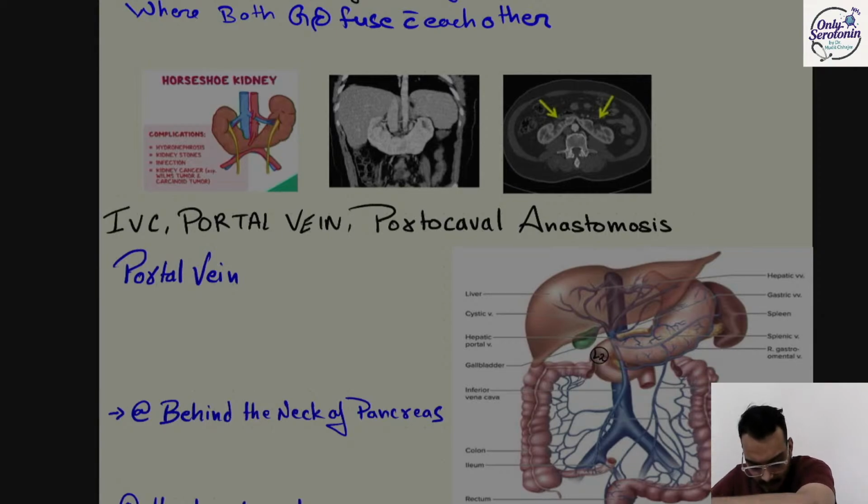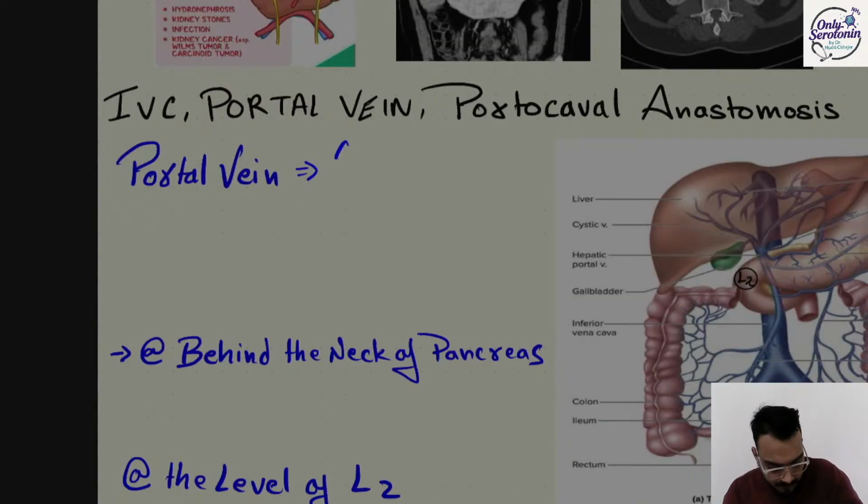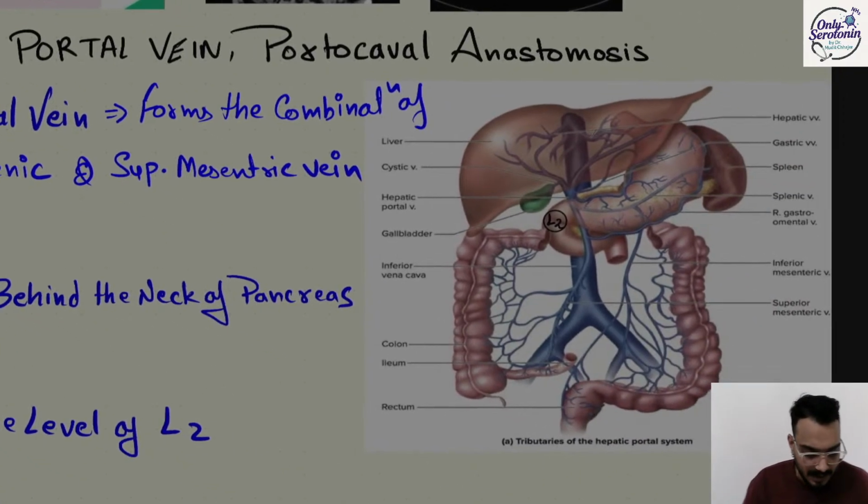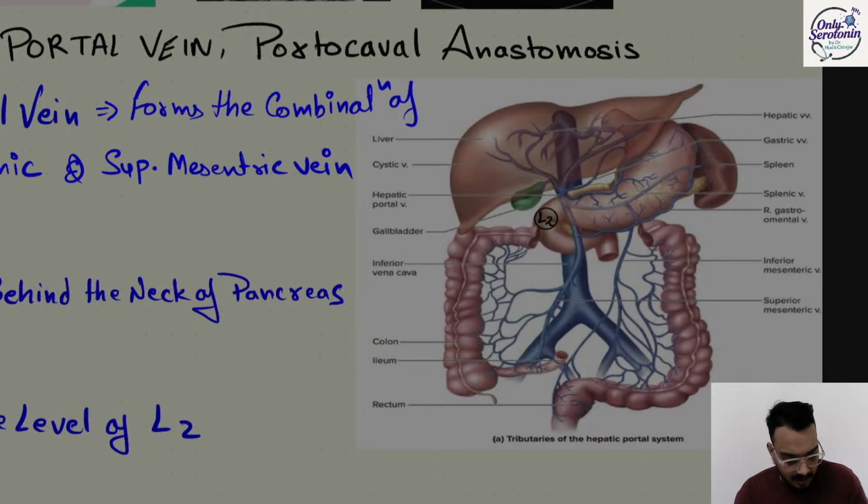Now let's start the portal vein, guys. Portal vein is again very important. It forms from the combination of the splenic and your superior mesenteric vein. It is formed by the combination of the splenic as well as the superior mesenteric vein.